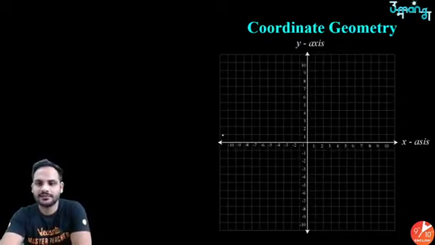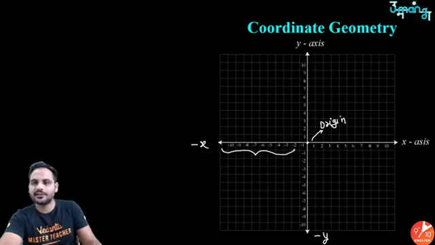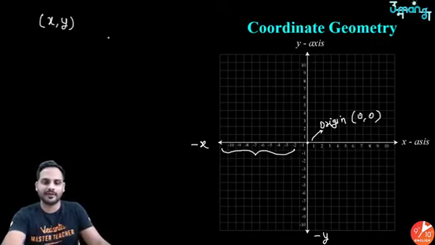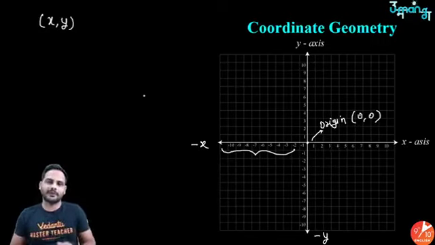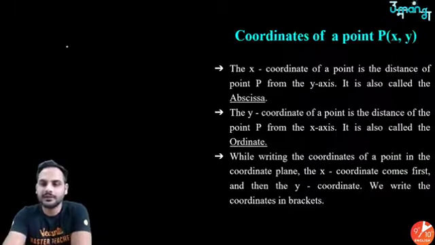X-axis, y-axis, this is the negative x-axis, because of all these negative numbers, this is the negative y-axis. This point in the middle is called the origin. So origin is the intersection point of both the x and y axis, and it is represented as 0, 0. Right? We already know that a point's coordinate will be written in the form of x, y. So first we will write the x coordinate, then we will write the y coordinate.